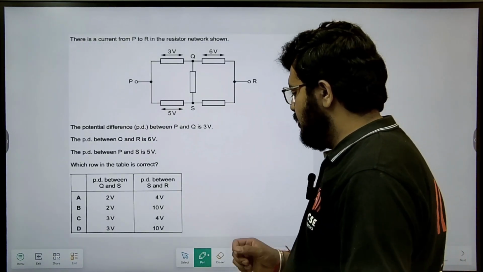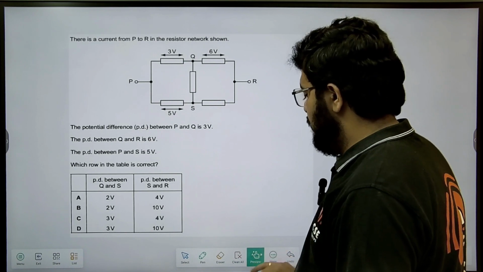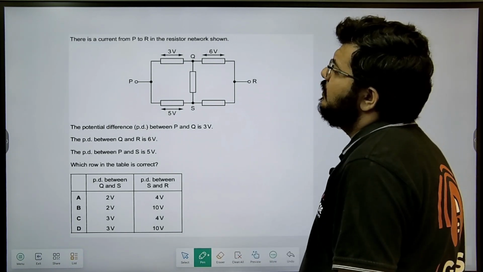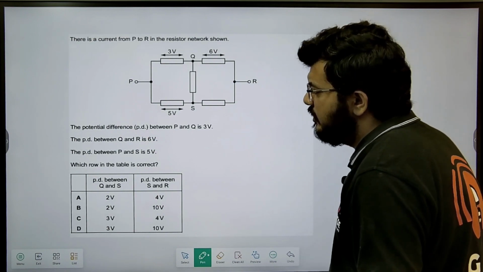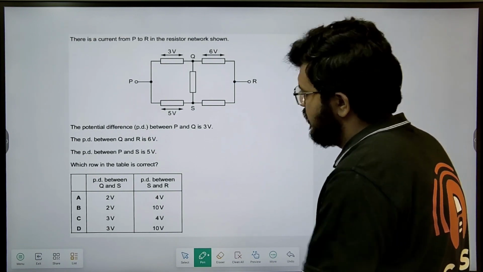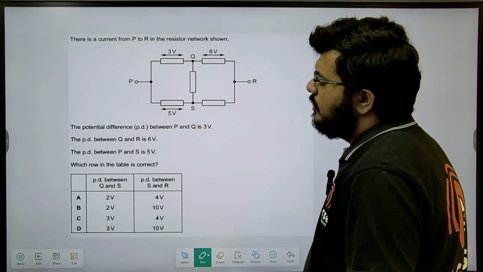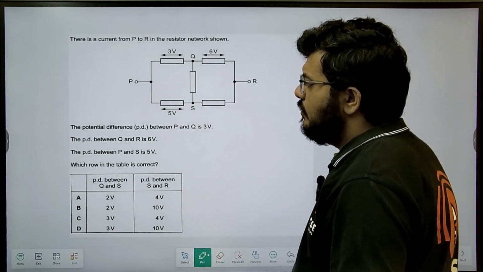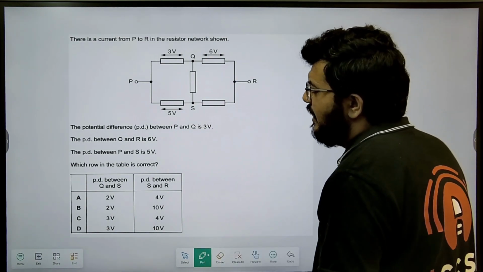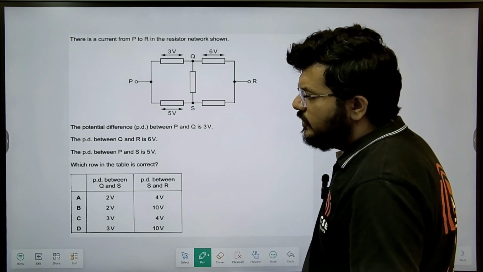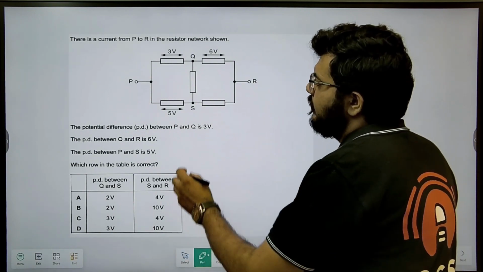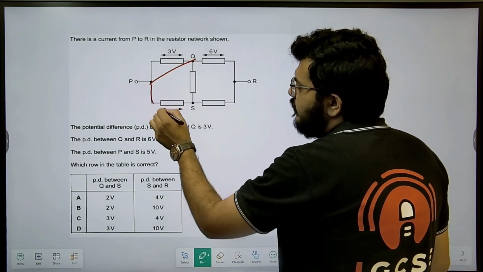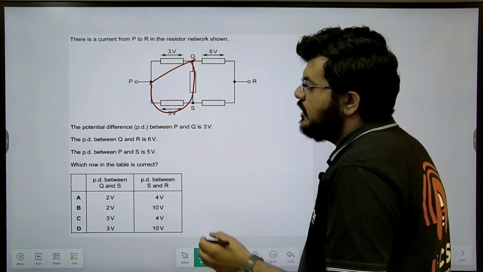Then we have, there is a current from P to R. Okay, in the resistor network shown, the potential difference between P and Q is 3 volts. It is already labeled. The potential difference between Q and R is 6, again labeled. The potential difference between P and S is 5. Which row in the table is correct? Now, if the potential difference between these 2 points is 3, the potential difference between these 2 points should also be 3, right?